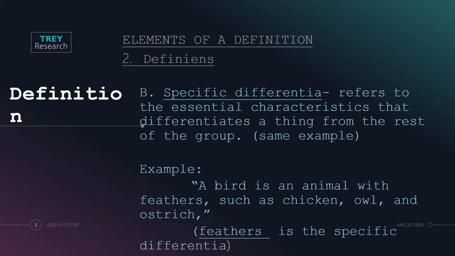Next one is specific differentia. This refers to the essential characteristics that differentiate a thing from the rest of the group. So, from the word itself, it differentiates the thing from the rest of the group. An example here, a bird is an animal with feathers such as chicken, owl, and ostrich. In this definition, there is feathers, diba? So this is the specific differentia because not all animals have feathers. Hence, it will classify it more deeply and more specifically if lalagyan ng feathers yung definition, just to make a good definition of a bird.